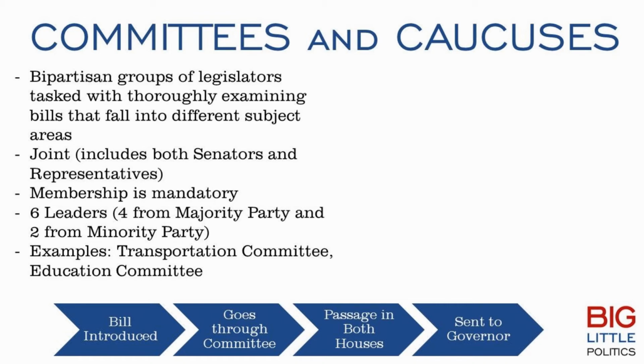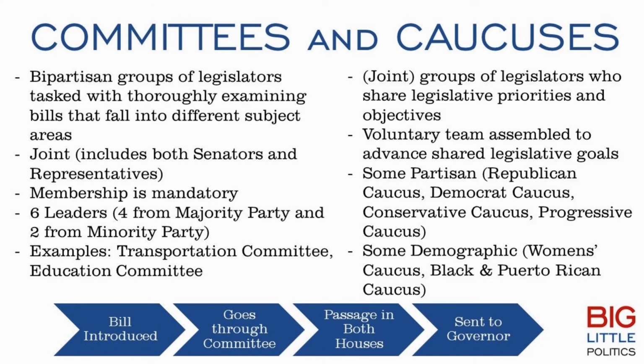These are bipartisan. They include both Republicans and Democrats. They're also joint, so they have both senators and representatives, and the membership is mandatory. And then we have these caucuses, and they're just groups of legislators, also joint, that share legislative priorities.